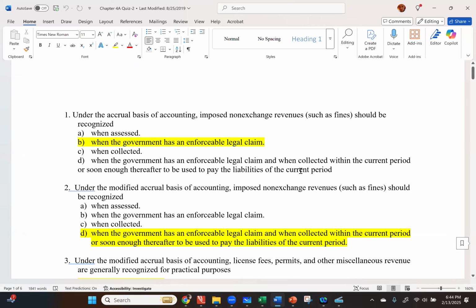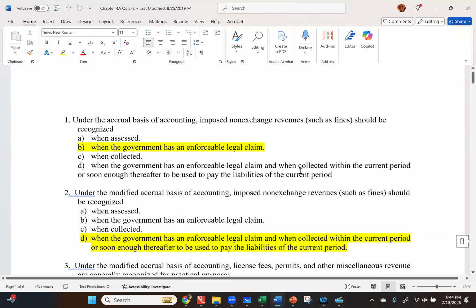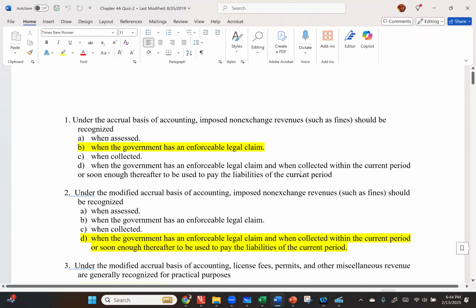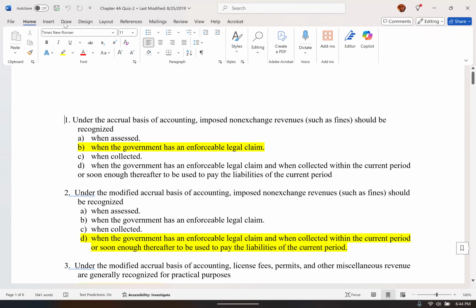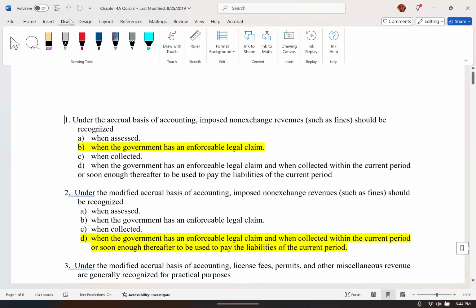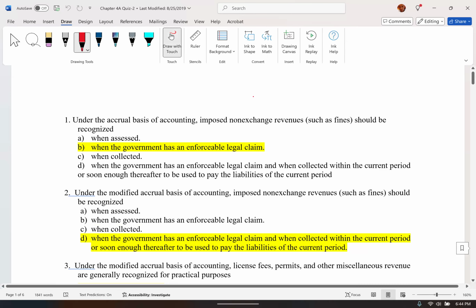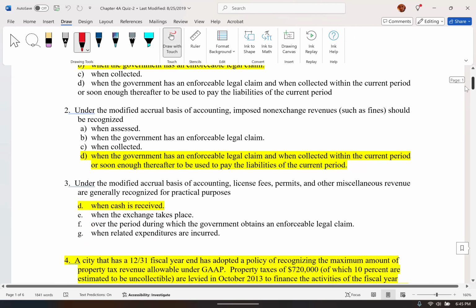Number one, under the accrual basis of accounting, imposed non-exchange revenues such as fines should be recognized... And we saw from the lecture slides, when the government has a legally enforceable claim, right? That's pretty much right off the slides. And I gave that little example of the Forest Service not having a legally enforceable claim and not being able to recognize the revenue for that. As a practical matter, most governments would probably just say, hey, we collected the fine, take the revenue. That's pretty much an admission that we have a legally enforceable claim.